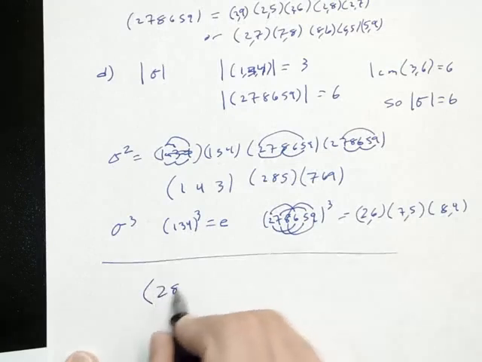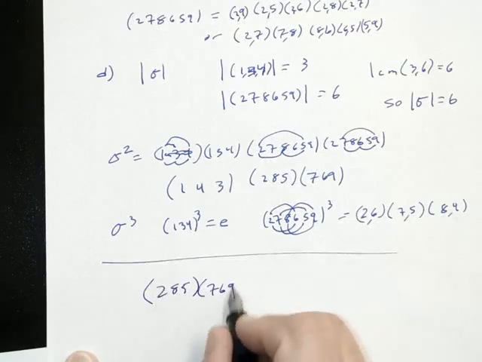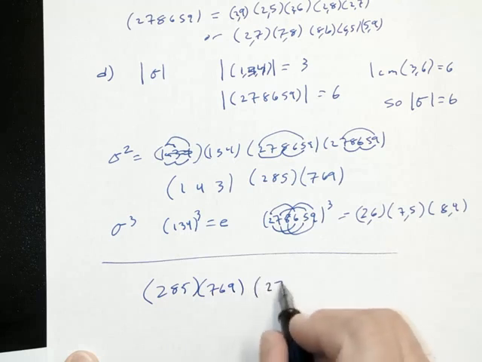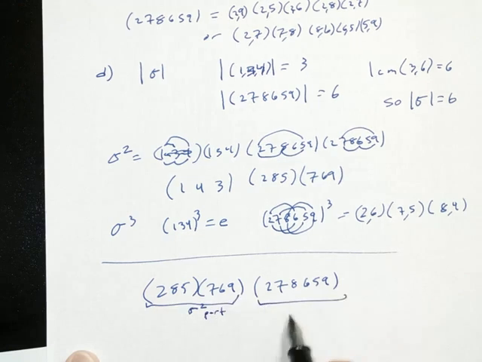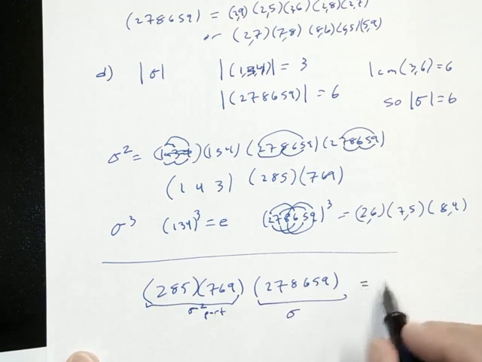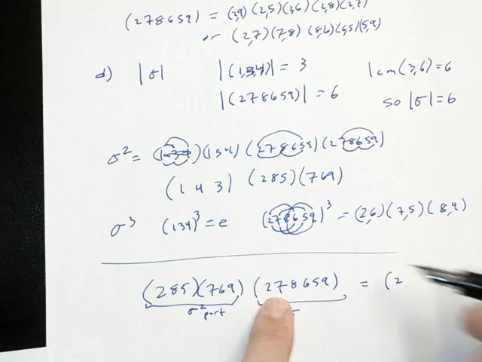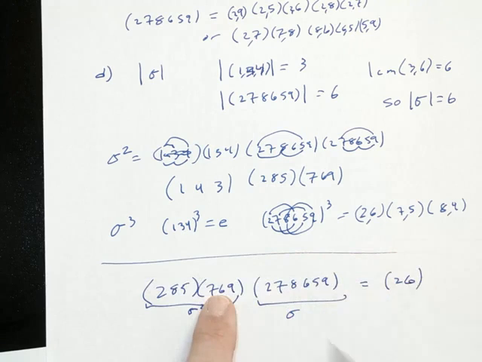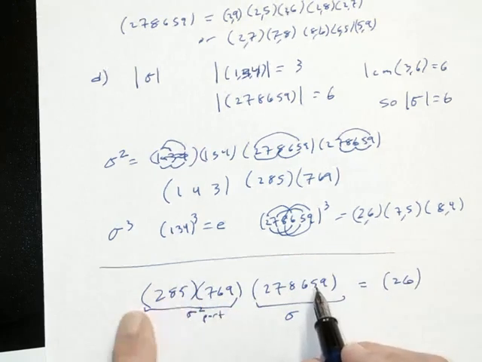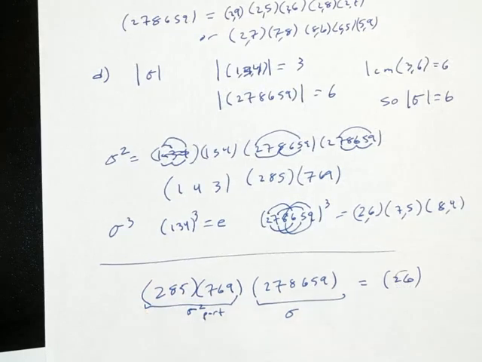Sure. I don't know how you get 6. 285769 times 278659, right? Oh, okay. So this is the sigma squared part. Yeah. And this is the sigma part, right? So where's 2 go? 2 goes to 7. I'm working right to left. 2 goes to 7. 7 goes to 6. 6 goes to 5. 5 goes to 2. So 6 goes back to 2. So that's a closed cycle right there.